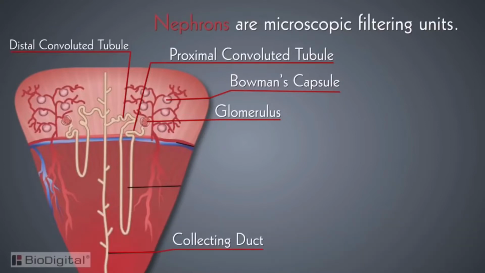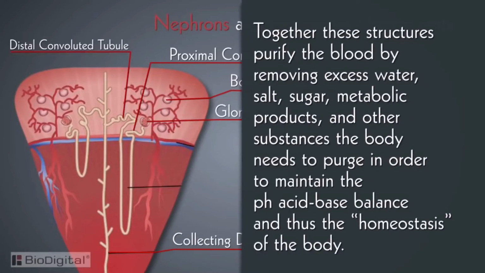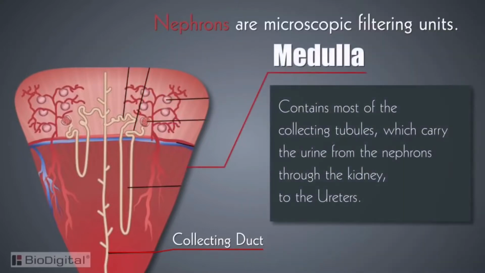Together, these structures purify the blood by removing excess water, salt, sugar, metabolic products, and other substances that the body needs to purge in order to maintain the pH acid-base balance and the homeostasis of the body. The medulla is the inner section of the kidney. It contains most of the collecting tubules, which carry the urine from the nephron through the kidney to the ureter.